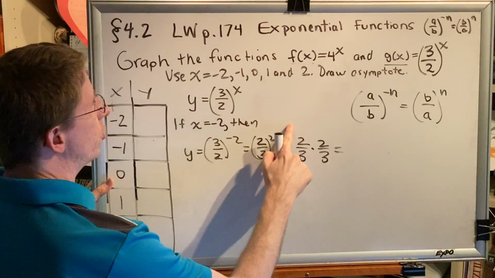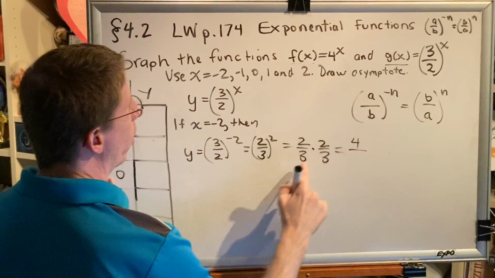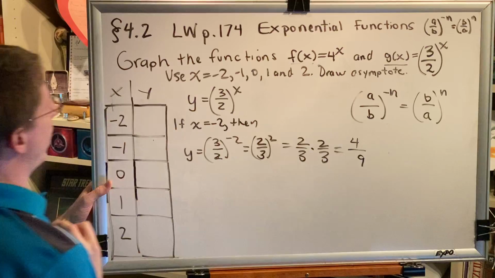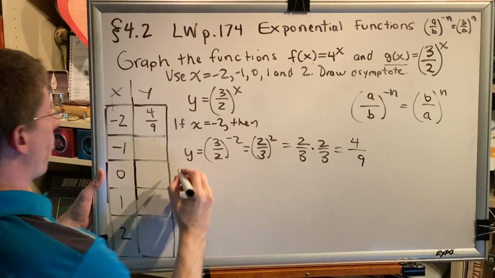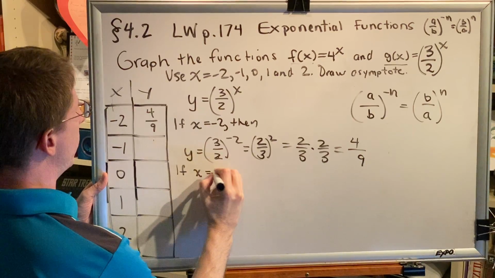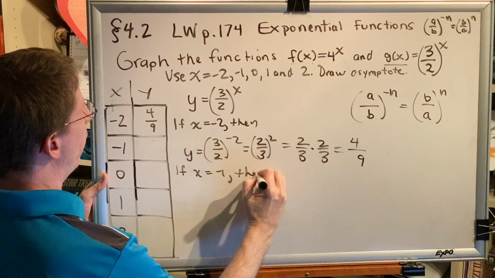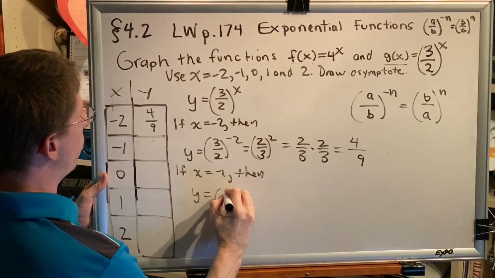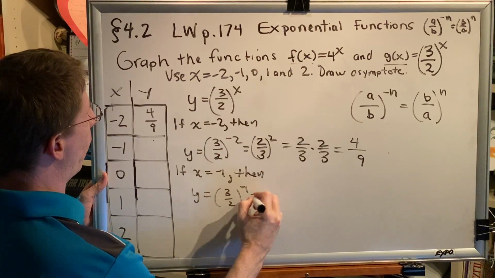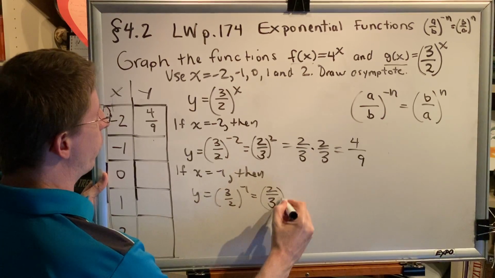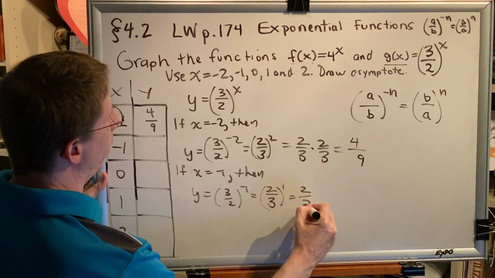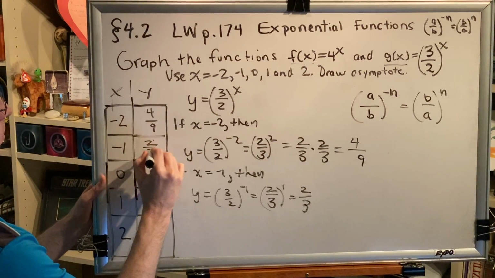Multiply the fractions. 2 times 2, 4. 3 times 3, 9. So the value we get is 4/9. Okay, let's try another one. If x equals -1, then y equals 3/2 to the -1 power. Flip it, change it. So I get 2/3 to the first power, which of course is simply 2/3.